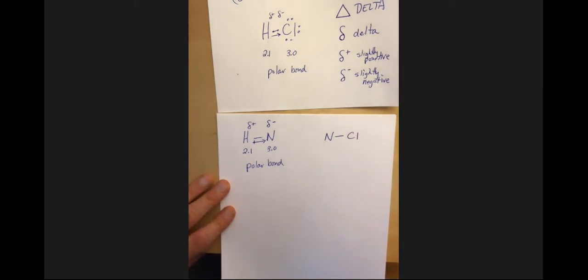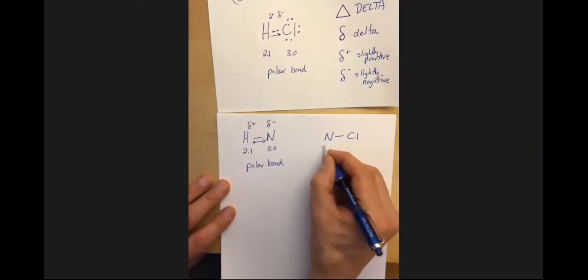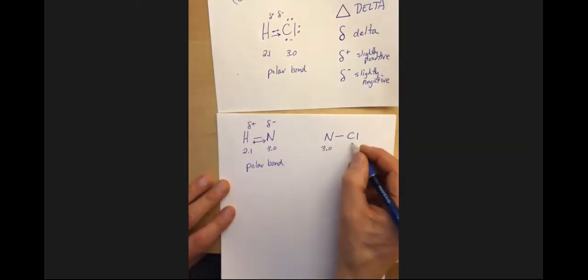Okay, so let's go look at the table of electronegativity values. And I got to share the screen to do that. Okay, so here's the electronegativities. Here is nitrogen at 3.0, and here is chlorine at 3.0. Ooh, that's a little different than what we had a second ago. So let's stop the share, come back here. So here's nitrogen at 3.0 and chlorine at 3.0.